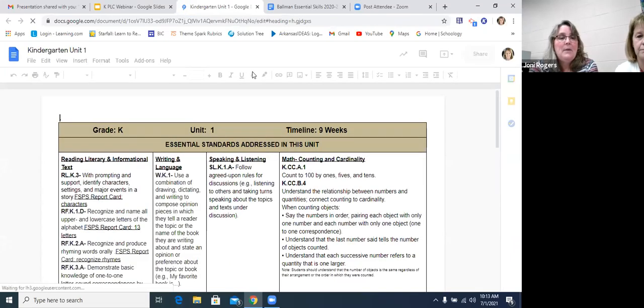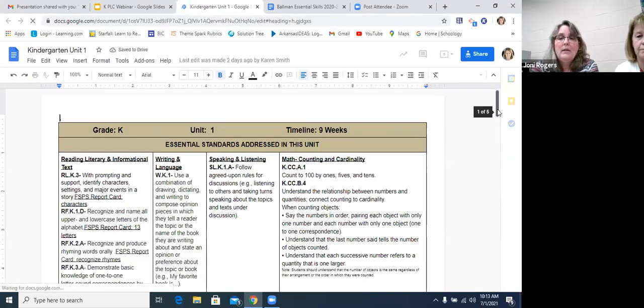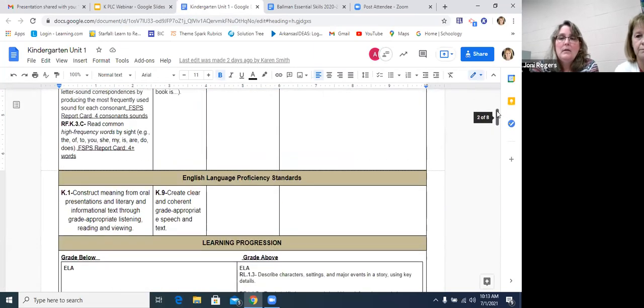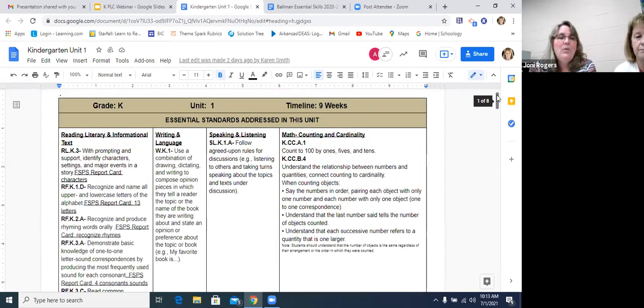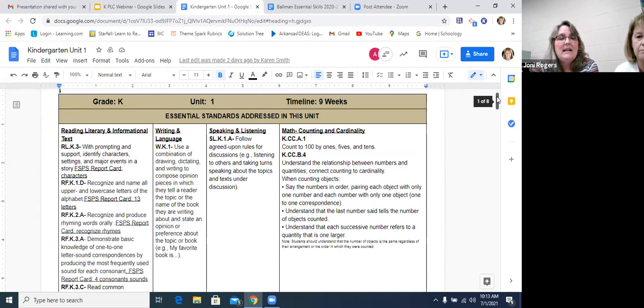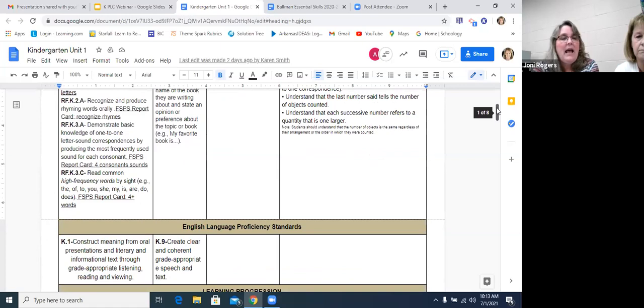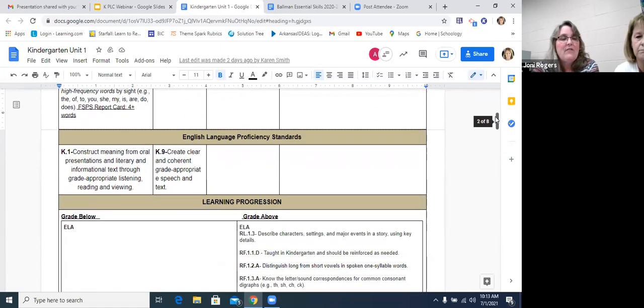I'm going to pull up an example of ours. All right, so in our unit 1, we know that we're going to have 9 weeks to cover this. And we have listed our essential standards. We put our math and our writing and our literacy together, so we can see at a glance what we're teaching. We've talked about how to come up with your essential standards. We just have ours listed.